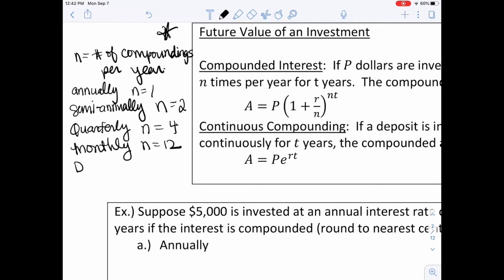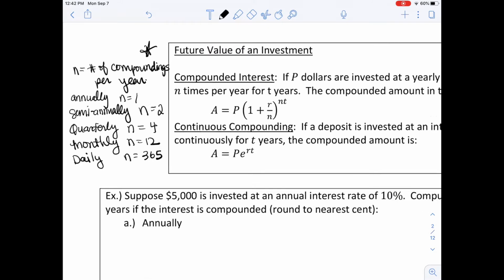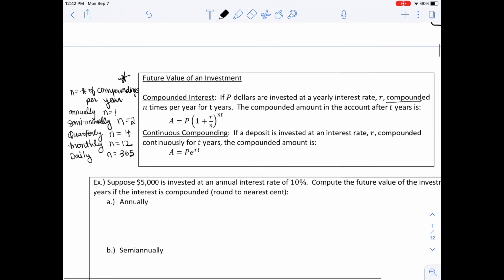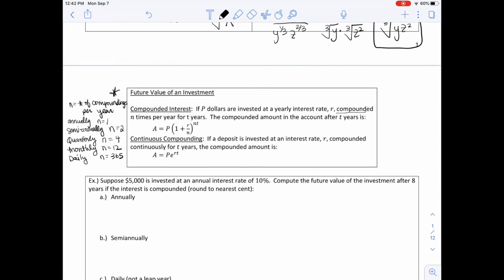Another one that we usually see in problems is monthly, which is n equal to 12. And another one that you might see is daily. Usually it will say the daily is not including leap year, so it's 365. I'm going to leave some space on the side. If you ever see any different ones in word problems, make sure to add them in. That way you have a running total of all these different words that could show up.